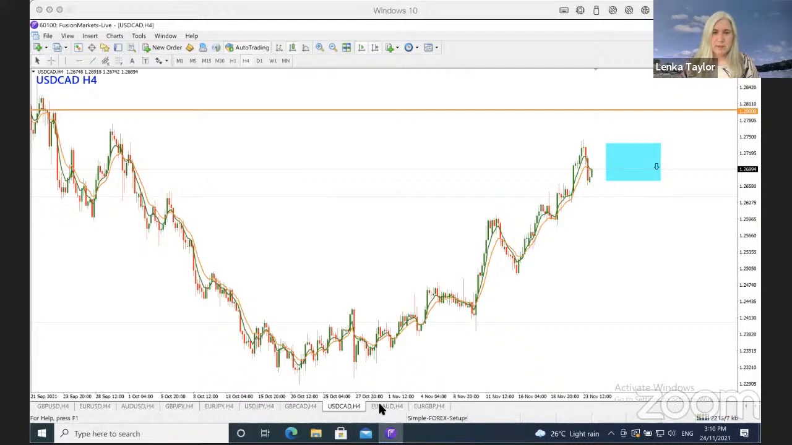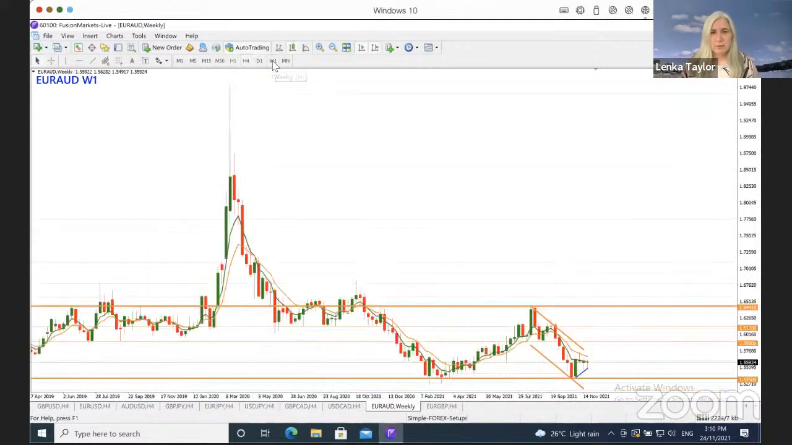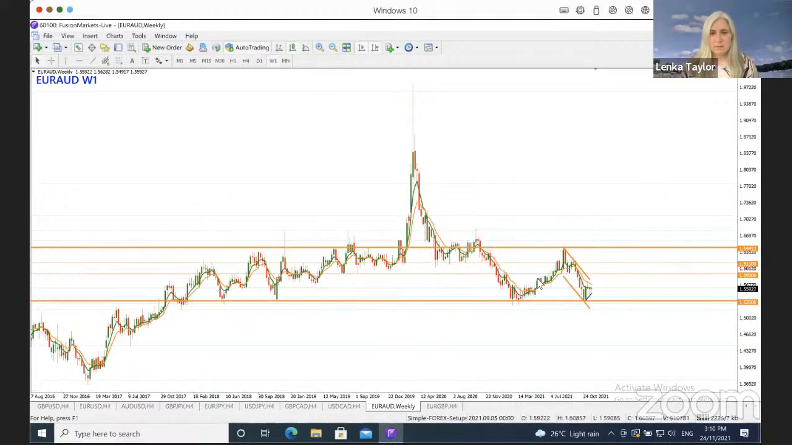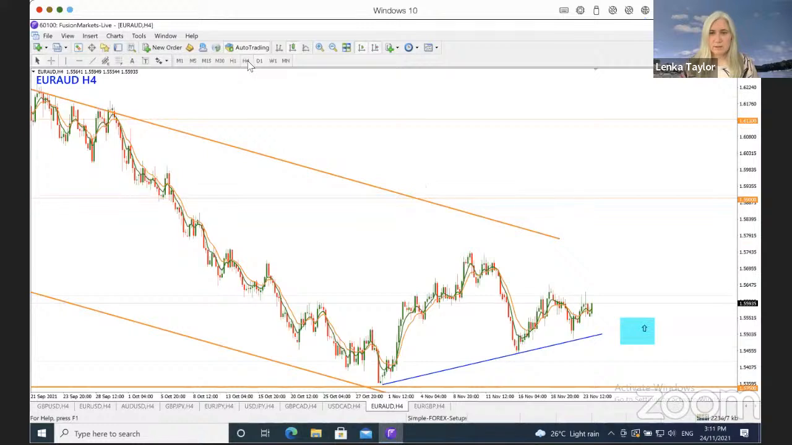Okay, next currency pair I'm looking at is Euro AUD. And Euro AUD, I'm looking for long based on the weekly that it is potentially turning around. It did look like it might continue at that point there, but at the moment it's indecision. So looking for some clearer price action on this.